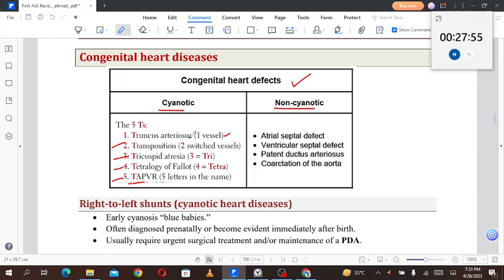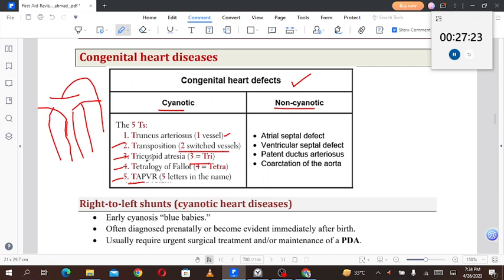So you can remember them as 1, 2, 3, 4, 5. How? Truncus arteriosus, there is only one vessel. Normally we are supposed to have two vessels, the anterior one the pulmonary artery, and the posterior one the aorta, both originating from the division or splitting of the truncus arteriosus. But in the case of persistent truncus arteriosus, there is no splitting and we have only one vessel. In transposition, we have two switched vessels: the pulmonary artery is now connected to the left ventricle, and the aorta is connected to the right ventricle.